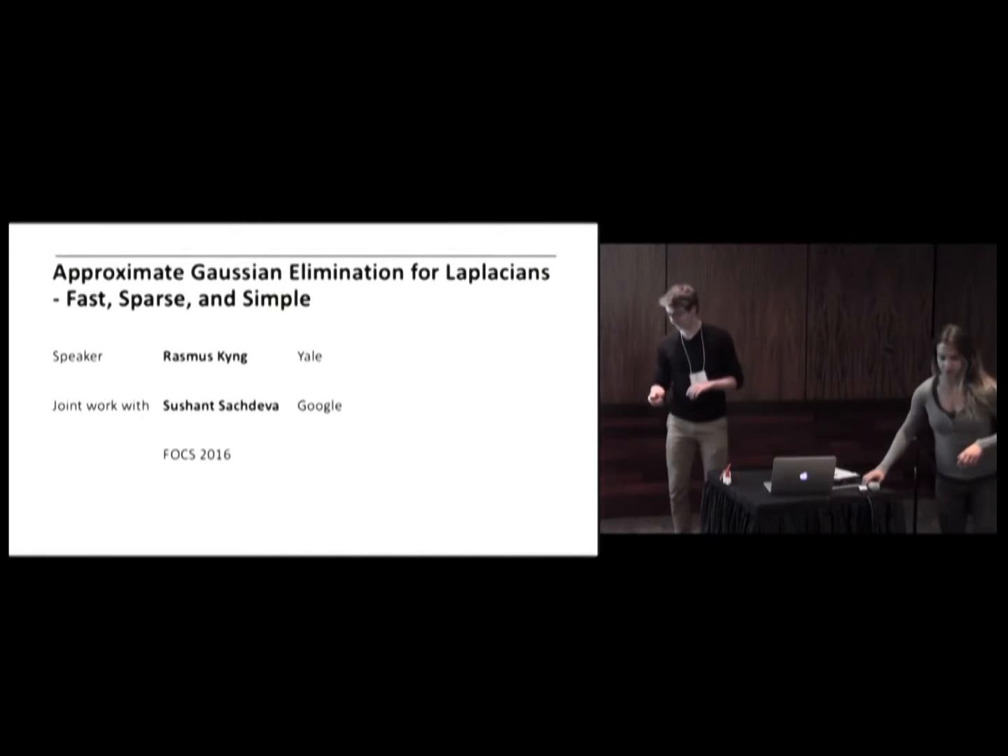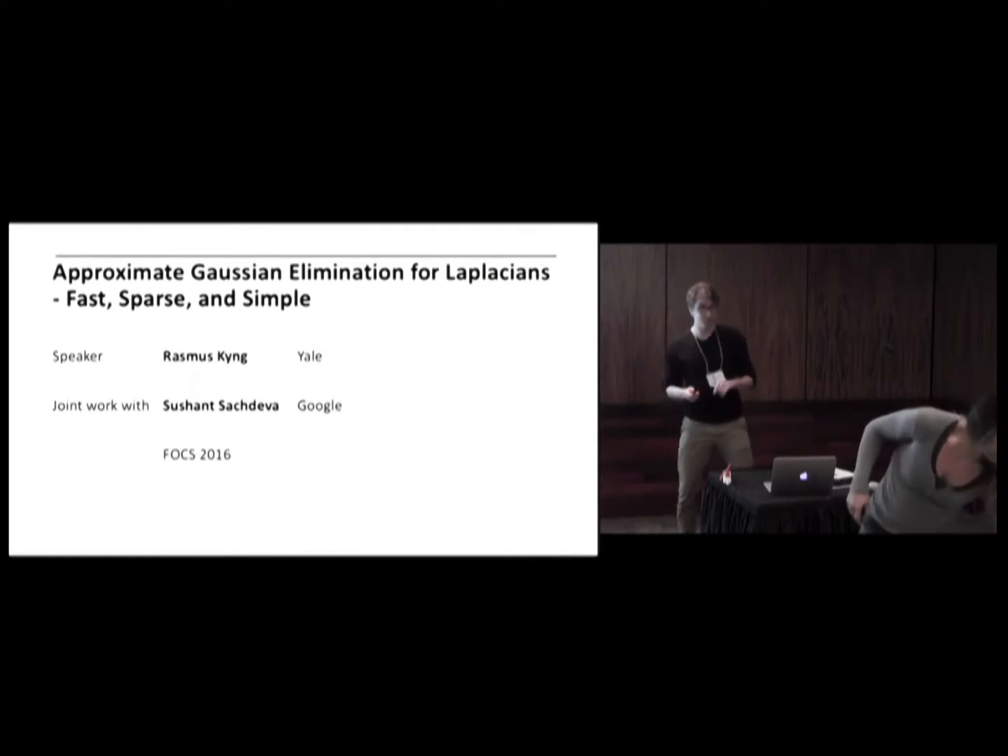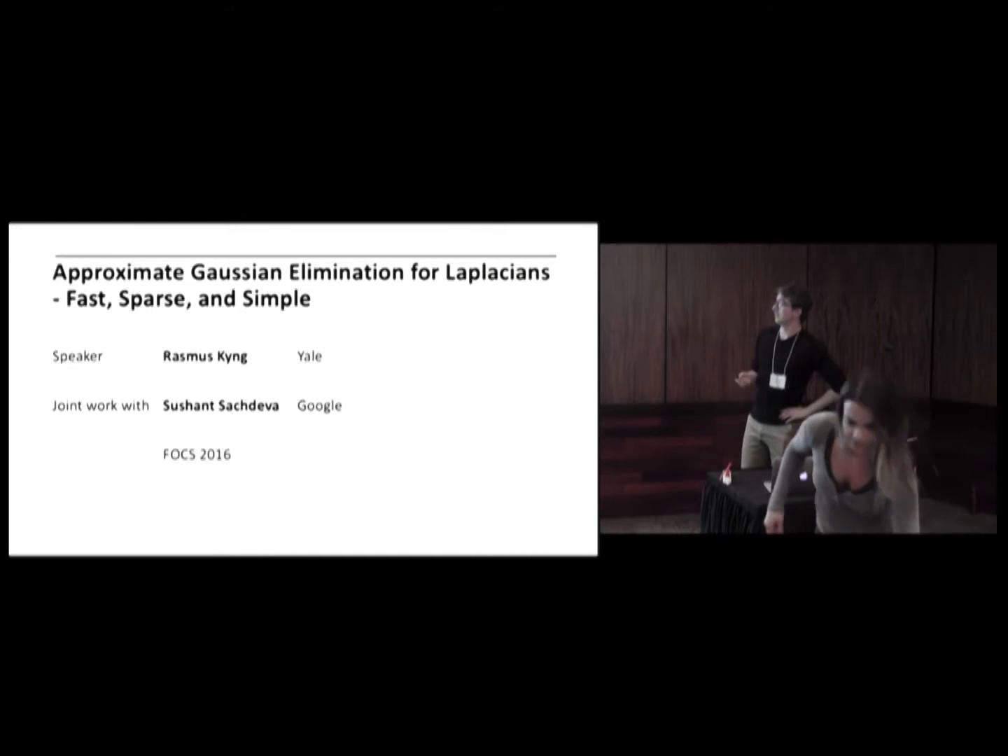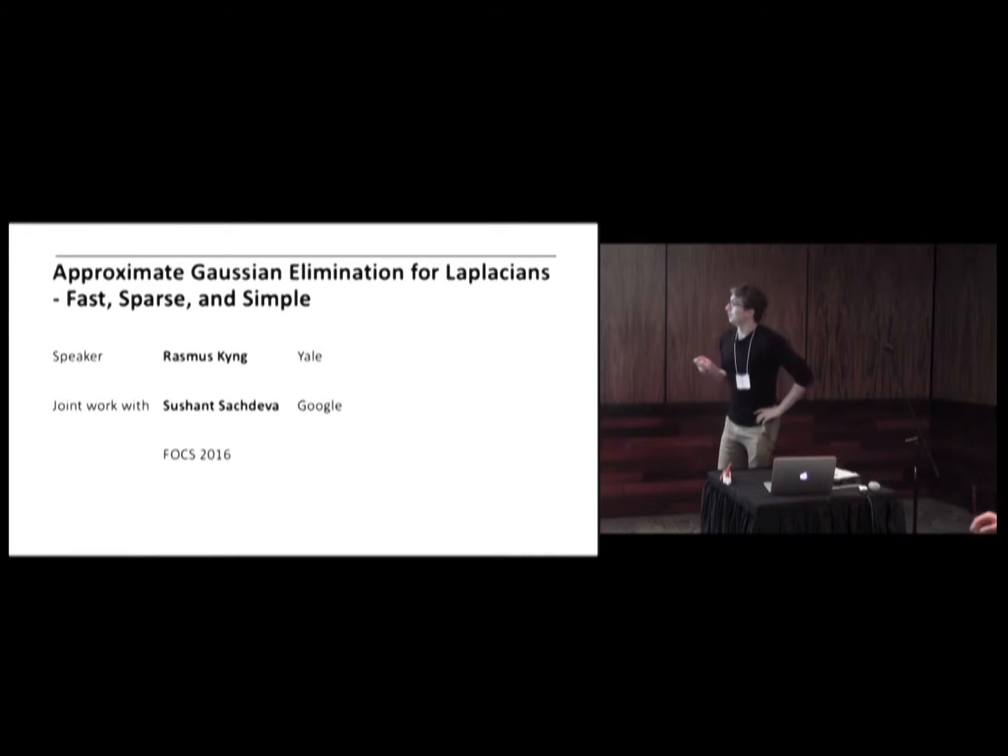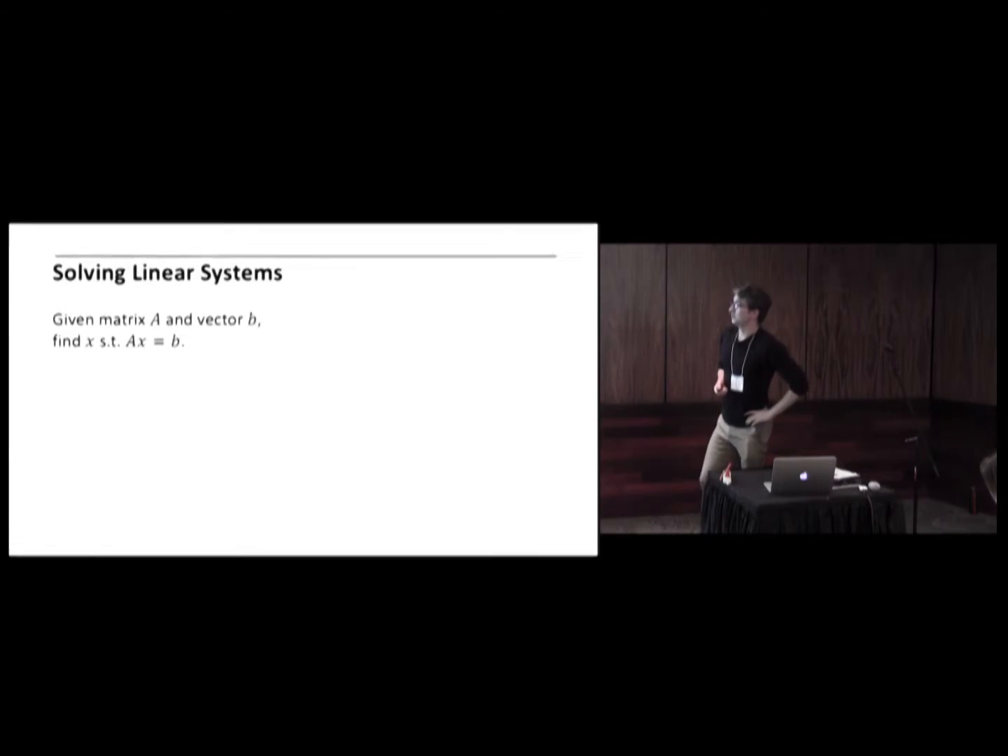All right. Hi. I'm going to tell you about approximate Gaussian elimination for Laplacians. This is joint work with Sushant Sachdeva. We're interested in solving linear systems of equations. That means given a matrix A and a vector b, we want to find a vector x such that Ax equals b. It's a problem that we often need to solve, both in theory and in practice. But unfortunately, standard algorithms for this are too slow to handle large matrices.